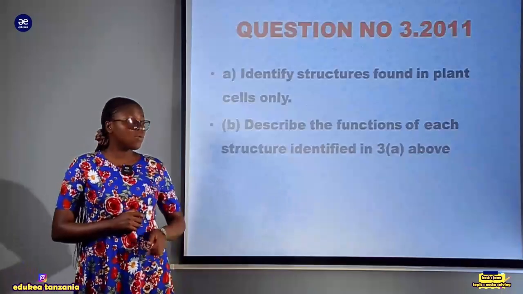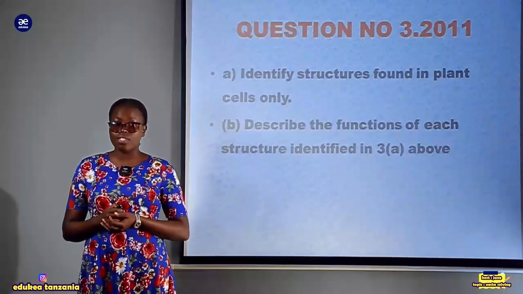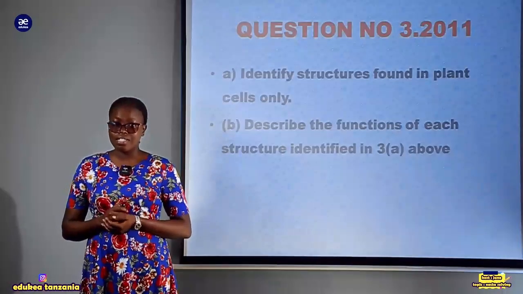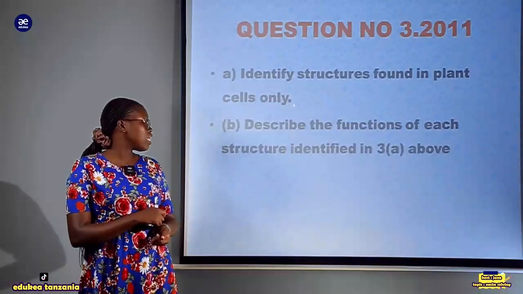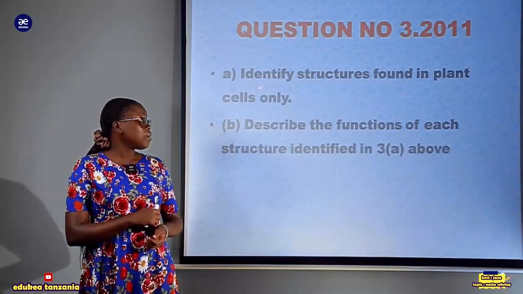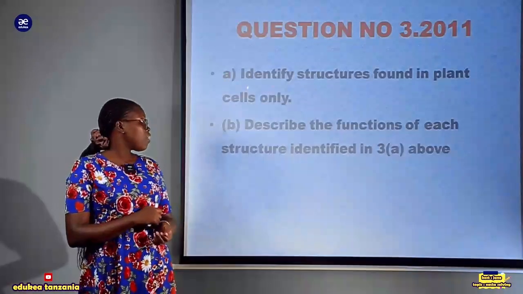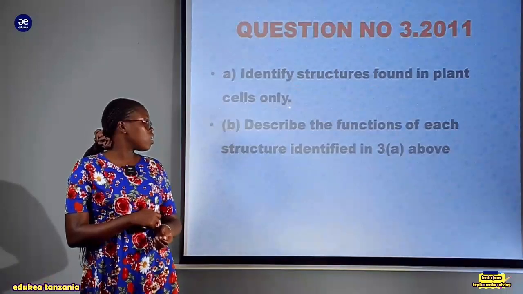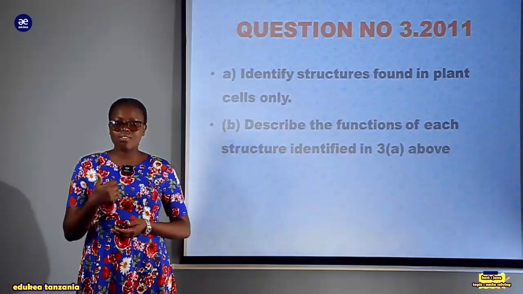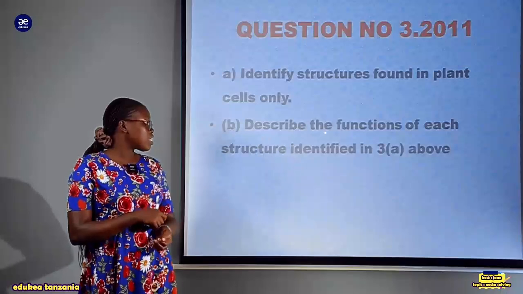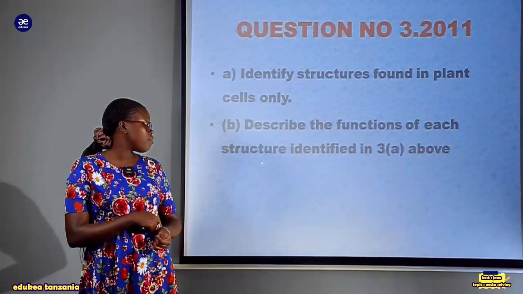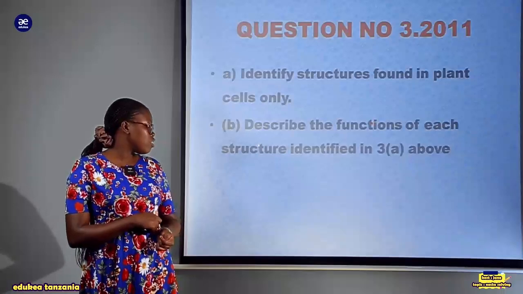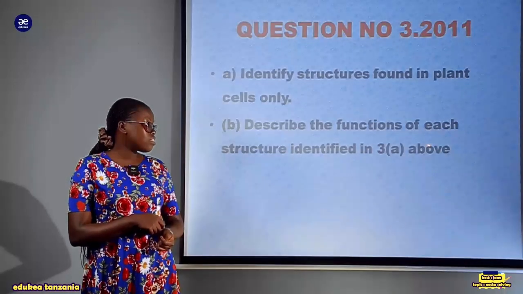Starting with question number 3 for the year 2011, our question states: identify the structures found in plant cell only. Question number 3, Roman A: identify structures found in plant cell only. Question number 3, Roman B: describe the function of each of the structures identified in 3A above.